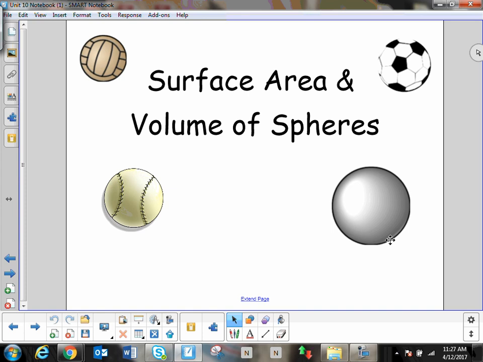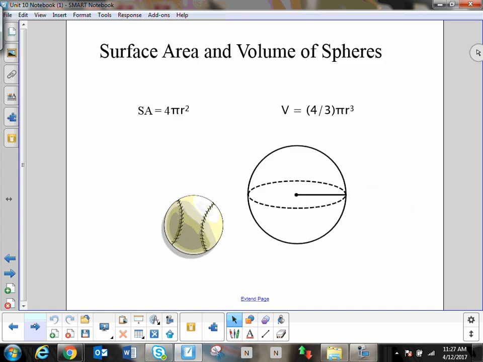Surface area of spheres. Formula. Write them down. Okay, not on that little teeny tiny piece of paper. This is our problem example that we're going to go over.